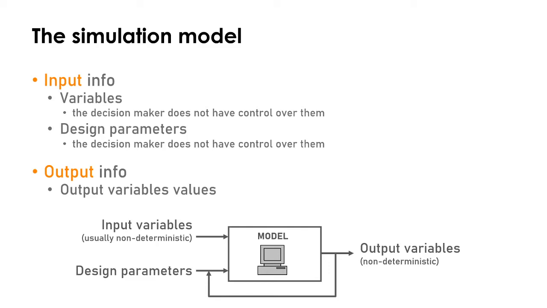In a simulation model, we have both input information and output information. Regarding the input information, we have two different sources of information. Those elements which are related to the things that the decision maker does not control are those described as variables.